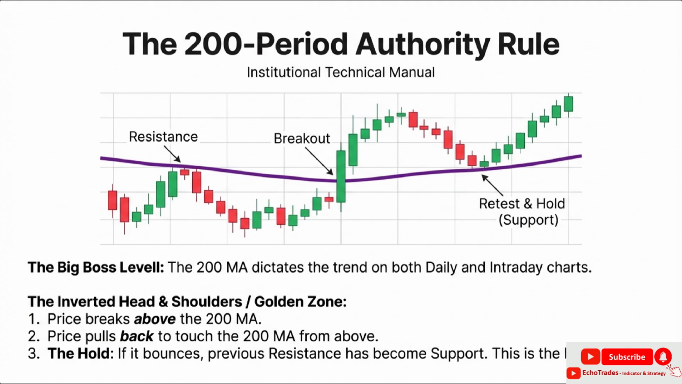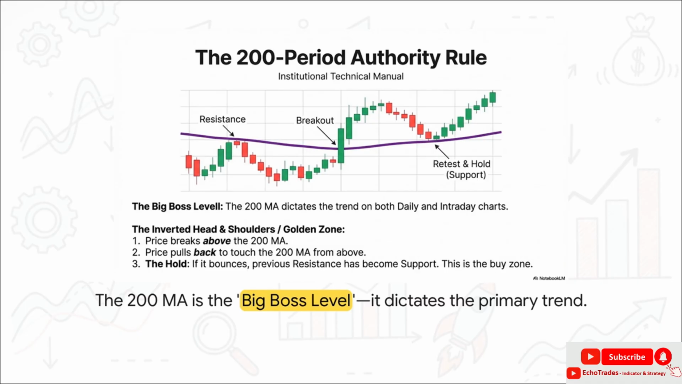Whether you're looking at a daily chart or a 1-minute chart, any price action happening above that line, we consider it bullish and healthy. Anything happening below it is bearish and suspect. It dictates the trend. End of story.